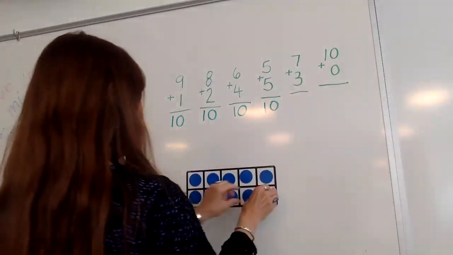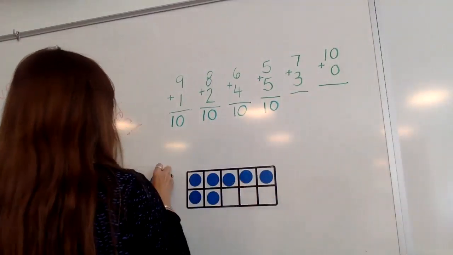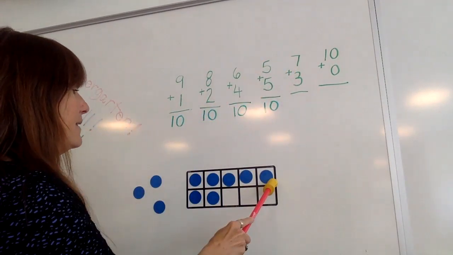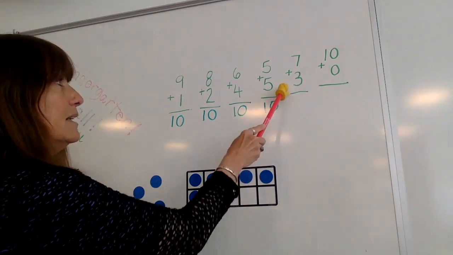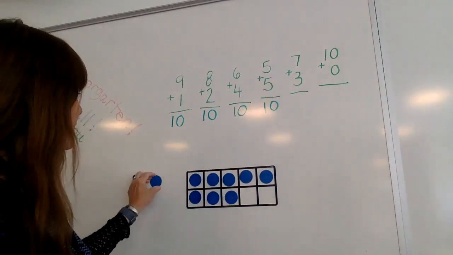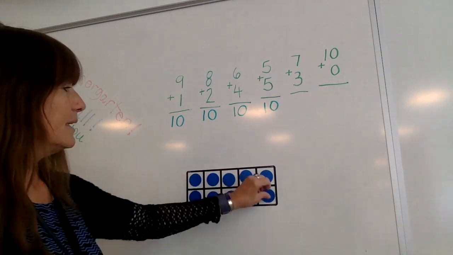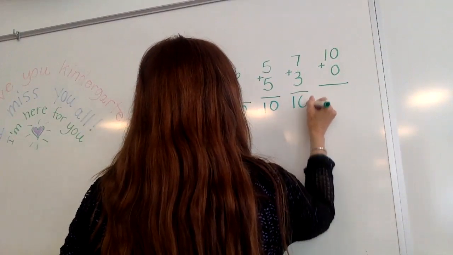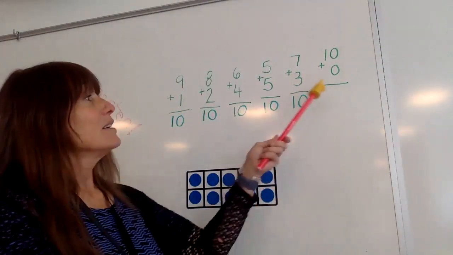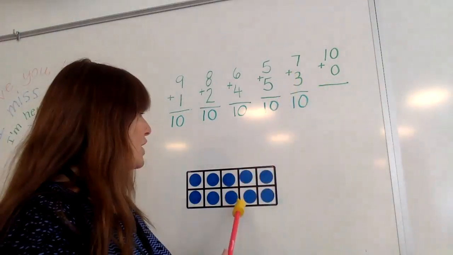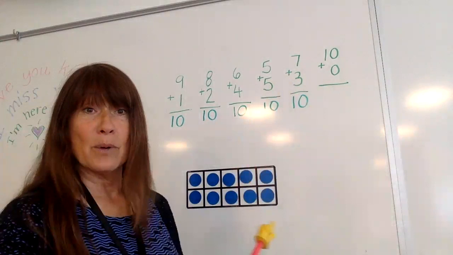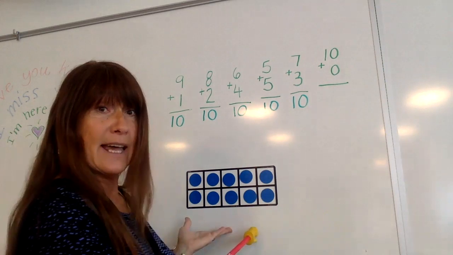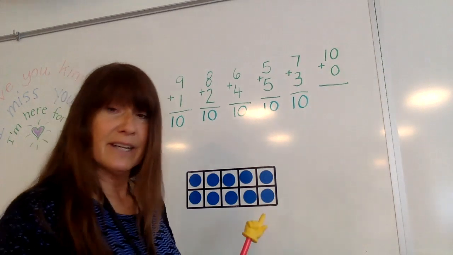Okay, now I'm going to do this one. I'm going to start with 7. 5, 6, 7. When I add 3 more, how many do I have? That's right. Once again, we have 10. Our last problem. I'm starting with 10 and I'm adding 0. What does 0 mean? It means nothing. So if I add nothing to 10, what do I have? I still have 10, don't I?